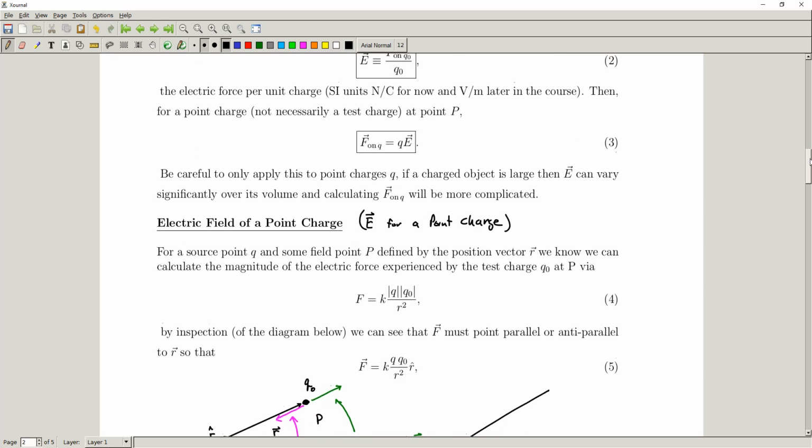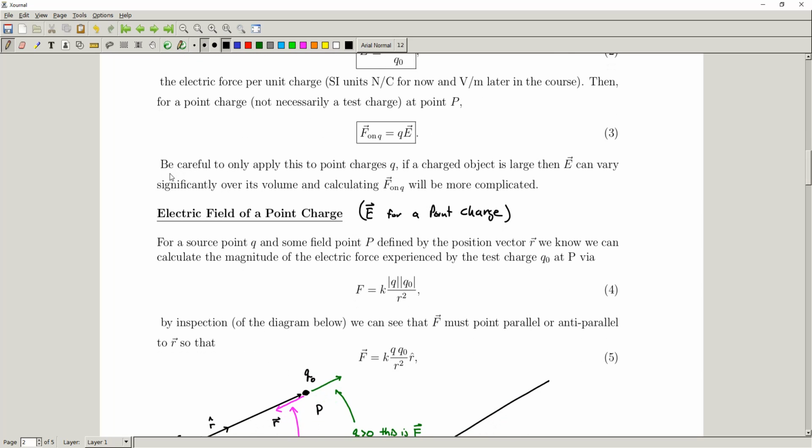So I make a point of saying it one more time here. We want to be careful to only apply this to point charges. When we're putting a charge in an electric field, this charge needs to be a point charge. Otherwise, this isn't going to work, and it's going to be more complicated to calculate, right? So we put a point charge in an electric field. We can calculate the force experienced by that point charge using equation 3 here.